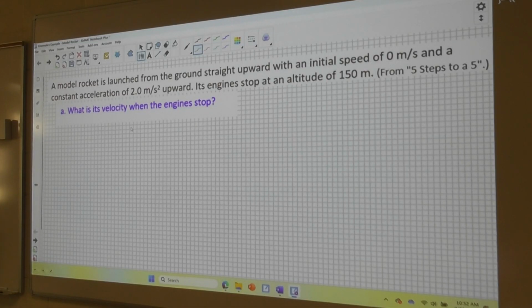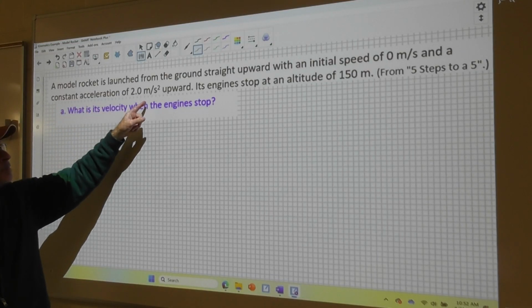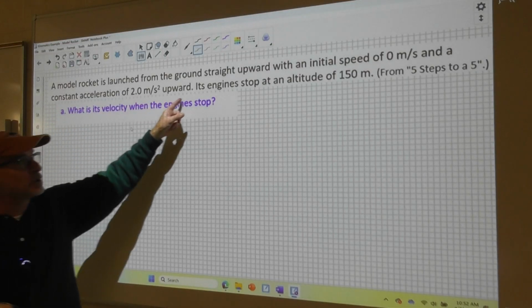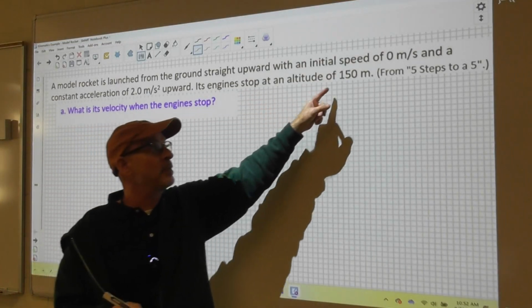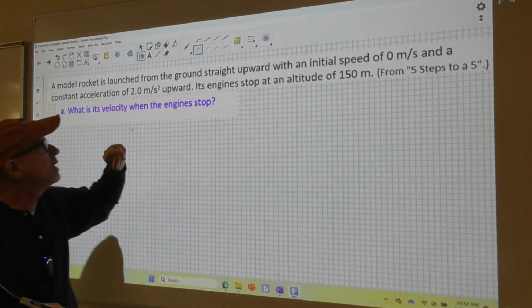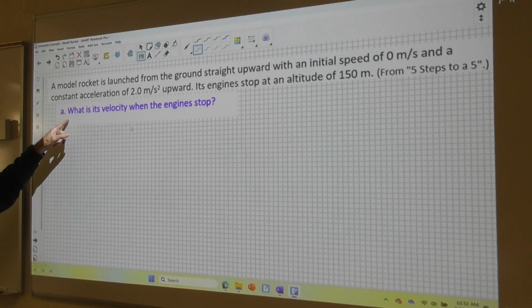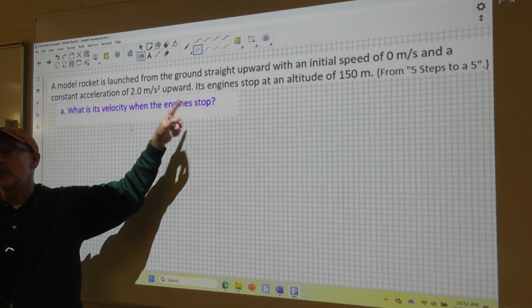So we have a model rocket launched from the ground, straight up. It's going to go up, and then it's going to come back down. It has an initial speed of 0 meters per second. It's accelerating upward at 2 meters per second squared, but its engines stop at 150 meters. Okay, and the first question is, what's its velocity when the engines stop?